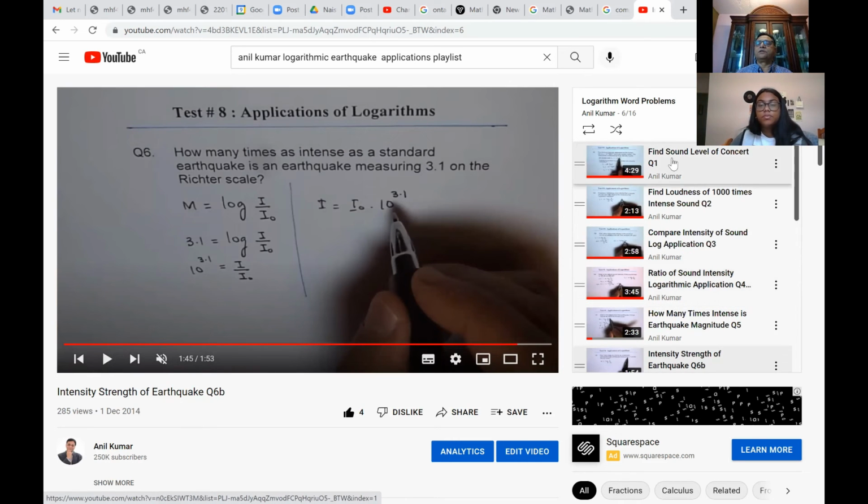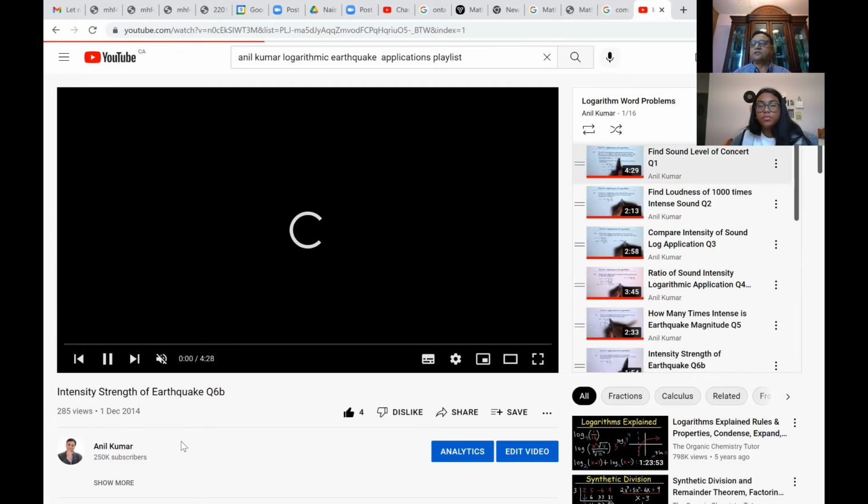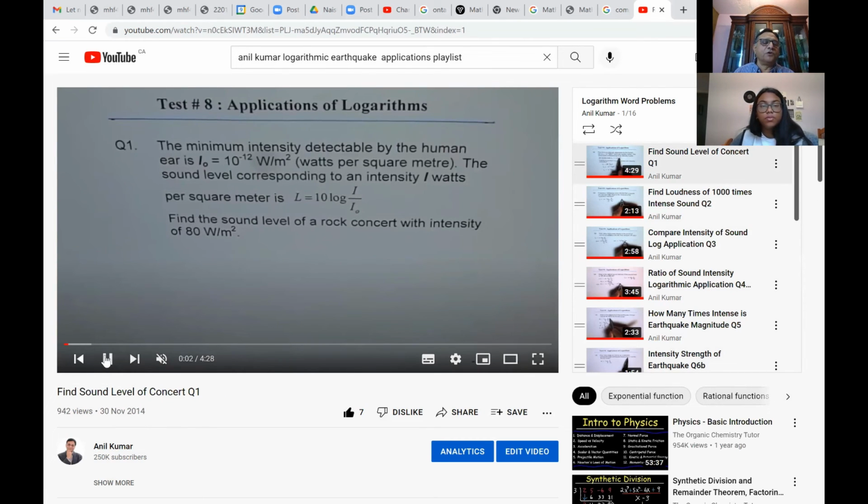Now, let's take up more examples based on sound intensity. This is another very important formula which will be used many times. So, can you please read this question? The minimum intensity detectable by the human ear is I0 equals 10 to the power of negative 12 watts per square meter. The sound level corresponding to an intensity of I watts per square meter is L equals 10 log I over I0. Find the sound level of a rock concert with an intensity of 80 watts per square meter.